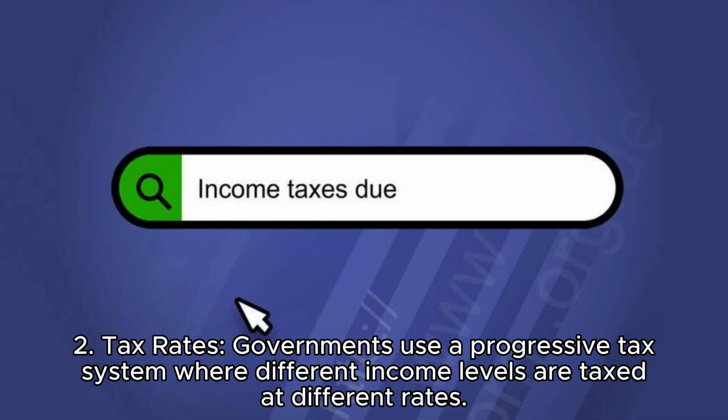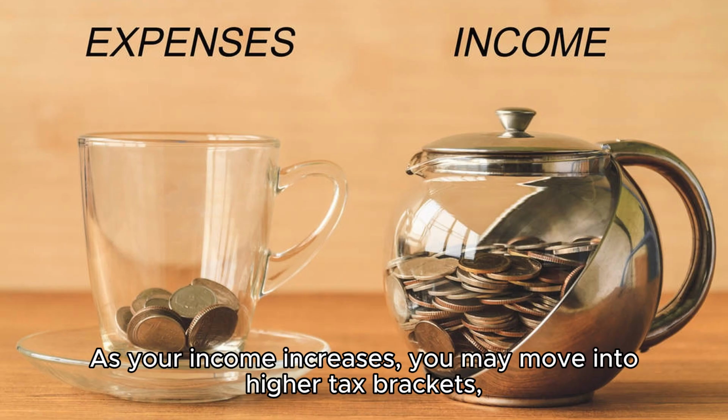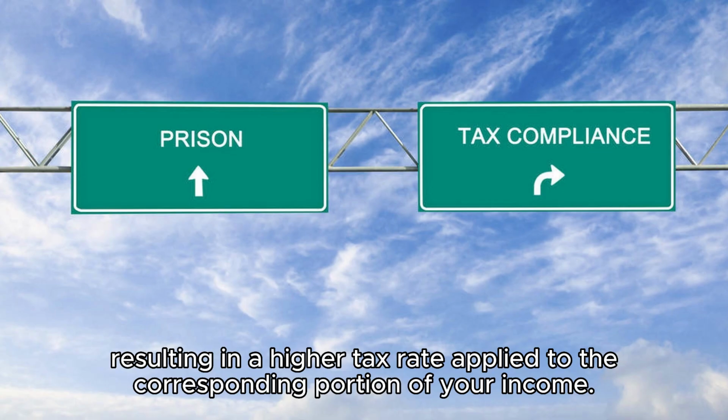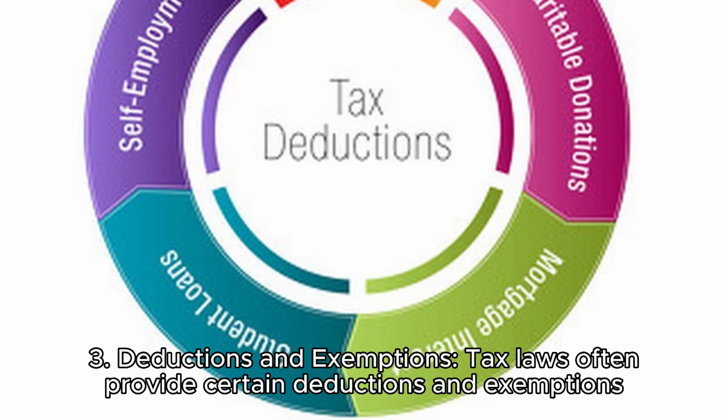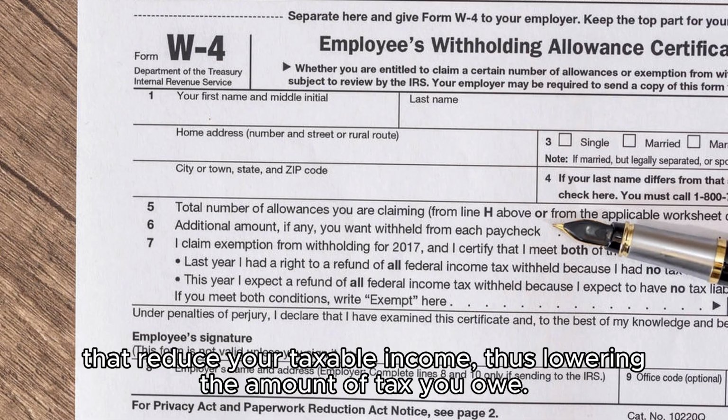2. Tax rates. Governments use a progressive tax system where different income levels are taxed at different rates. As your income increases, you may move into higher tax brackets, resulting in a higher tax rate applied to the corresponding portion of your income. 3. Deductions and exemptions. Tax laws often provide certain deductions and exemptions that reduce your taxable income, thus lowering the amount of tax you owe.